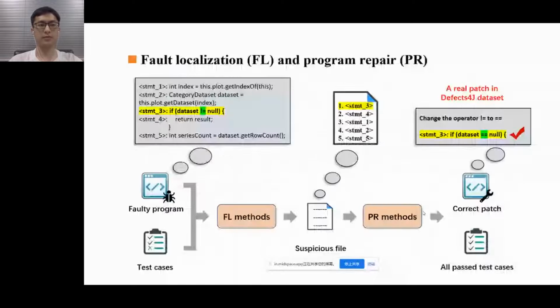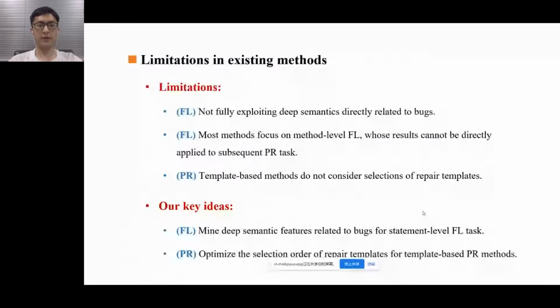This is the outline. Fault localization methods are supposed to generate a suspicious file by analyzing different types of features. And program repair methods try to generate code patches according to the element order from the statement-level suspicious file. However, there are some limitations. For FL methods, they haven't fully exploited deep semantic features, and most of them focus on the method level. For template-based PR methods, they haven't considered selection orders of repair templates. Thus, we propose the following key ideas to improve FL and PR.